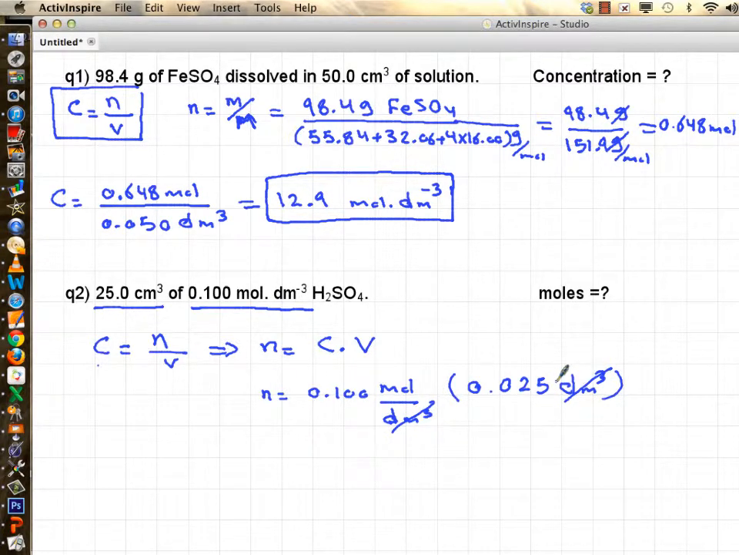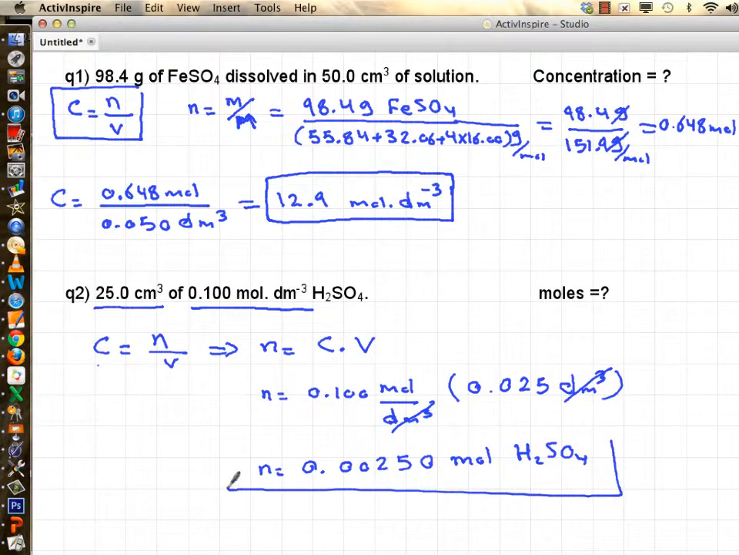The unit decimeter cube cancel each other out, so the final answer is you have 0.1 times this, which is 0.0025. You can put a 0 to have 3 significant figures. Zeros to the left are not. Moles of sulfuric acid. So this is the final answer for this. On many occasions, immediately you have to find moles because stoichiometry is based on moles.